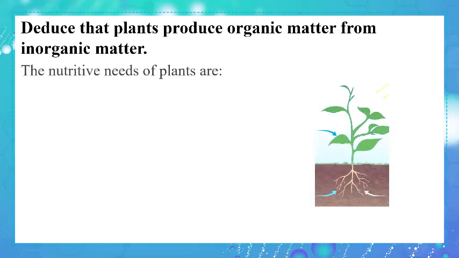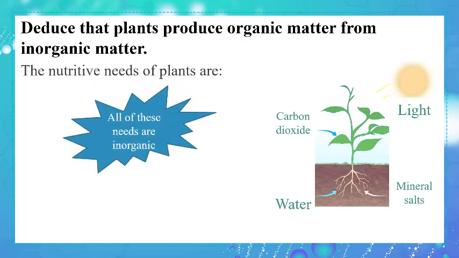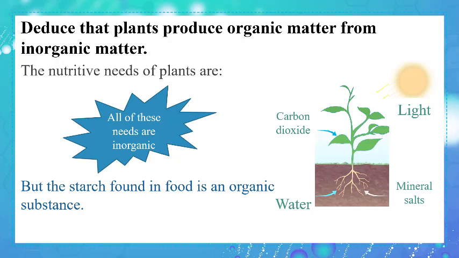We discussed before the nutritive needs for plants, and we said they are carbon dioxide, water, sunlight, and mineral salts. But all these are considered to be inorganic substances. But the starch found in food is an organic substance. How come starch is organic while the nutritive needs of plants are inorganic? Where does starch come from?